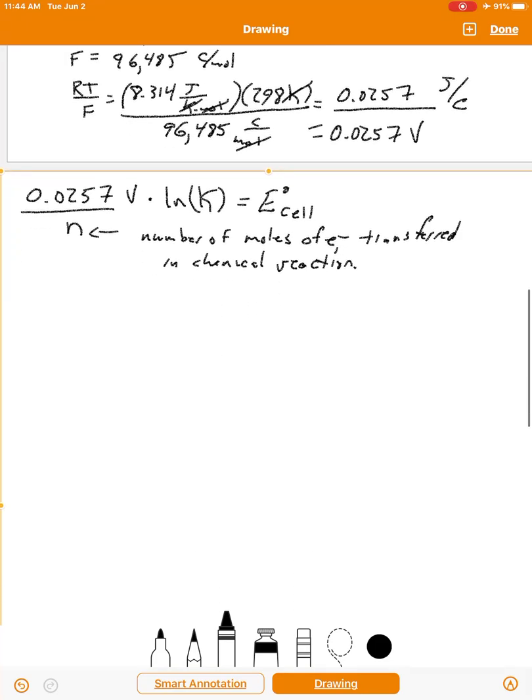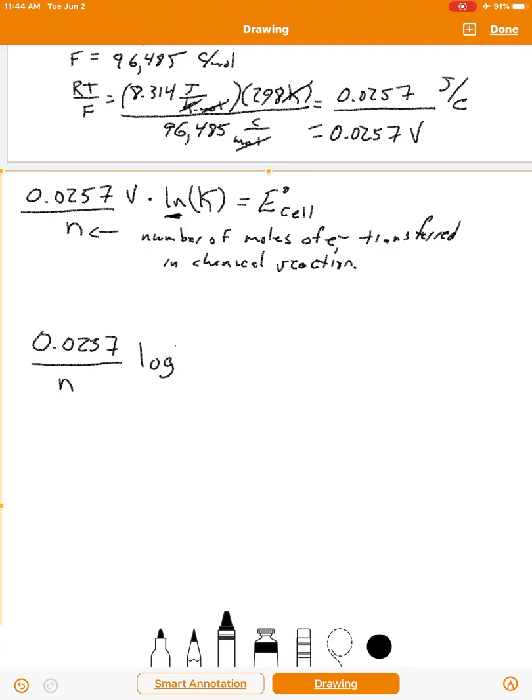Now, I'm going to point out that for historical reasons, having to do with technology, people didn't have calculators in the past, they had books instead of calculators. It was easier to have this in log, L-O-G. So we're going to change it to log base 10, just like you do for pH. We're going to do this in log base 10. It's a change of base calculation.